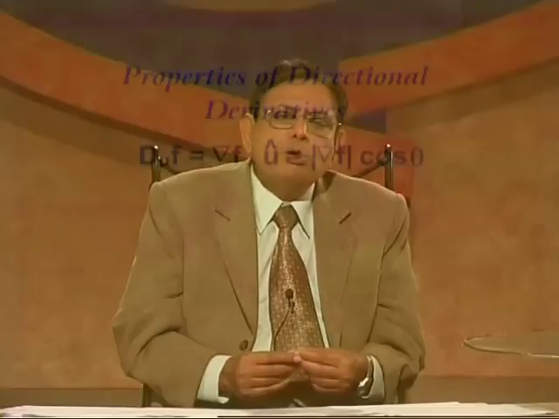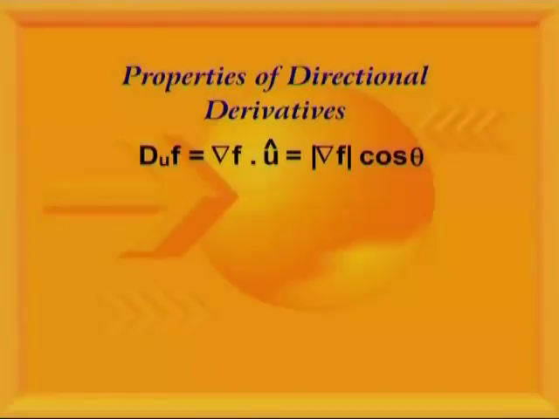Because the magnitude of the unit vector is 1, this will be equal to the scalar quantity magnitude of del f into cosine of theta, where theta is the angle between the vector u and the vector del f. So this is a scalar quantity which is the product of magnitude of del f and cosine theta. So this is the quantity on the right hand side on which we will talk.